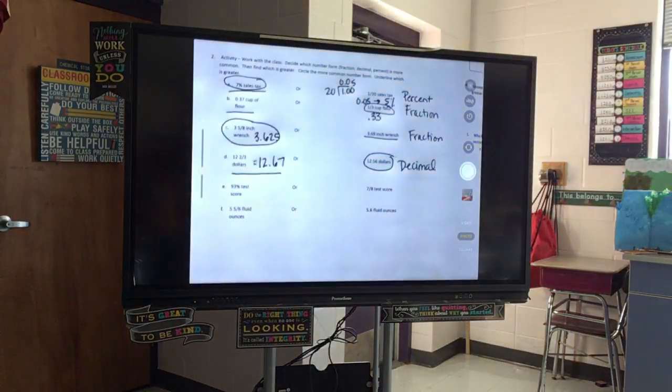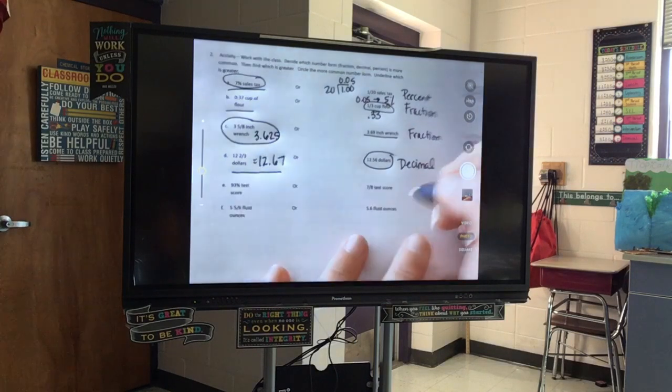All right, about 10 more seconds and then we're gonna go over this. All right, go ahead and have a seat. So are we doing fraction, decimal, percent? Which one are we doing? 'Cause I feel like everybody got that one right. Carter? Got it. So percent.